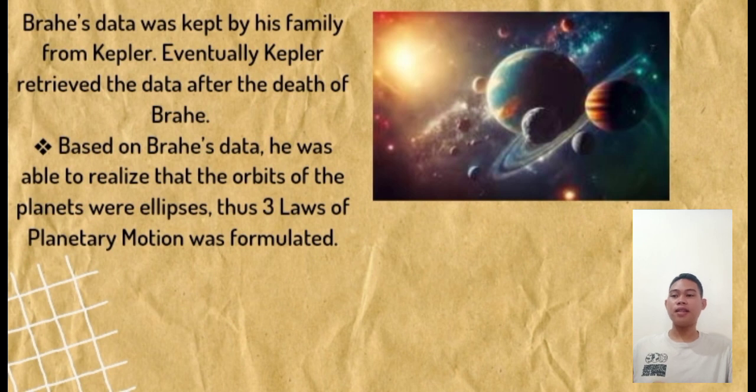Brahe's data was kept by his family from Kepler. Eventually, Kepler retrieved the data after the death of Brahe. Based on Brahe's data, he was able to realize that the orbits of the planets were ellipses. Thus, the three laws of planetary motion were formulated.